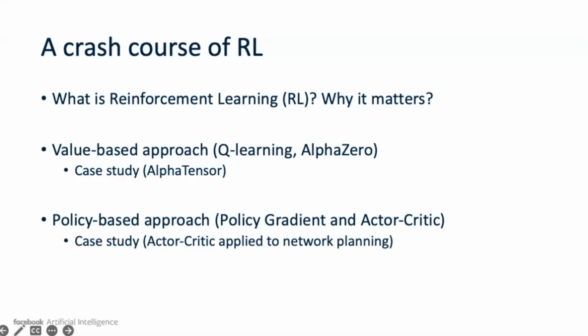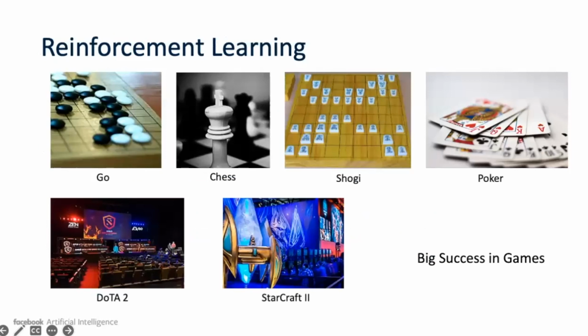So first of all, I want to cover what reinforcement learning is and why it matters. Second and third, we're going to talk a little bit about the two different branches of reinforcement learning. That's called value-based approaches. This includes Q-learning and AlphaZero, with a case study of AlphaTensor. And finally, we're going to talk about policy-based approaches. This includes policy gradient, actor-critic, PPO, and also an application that tries to leverage actor-critic for network planning problems, which is a system problem. So let's start with these slides.